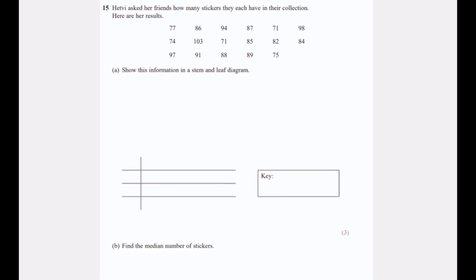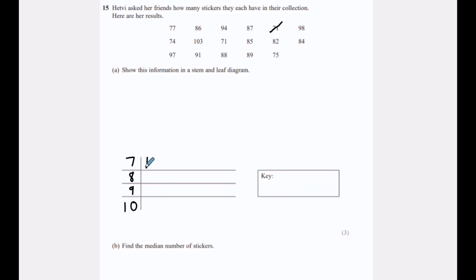Hetvi asked her friends how many stickers they have in their collection. Here are her results. Draw a stem and leaf diagram for this information. So stem and leaf diagram, we're splitting off the stems, which are going to be tens. How many tens we've got in the stems, and the leaves are going to be the ones. So we have 7, 8, 9, and 10 in the tens. And then we just list all the numbers. So we've got no zeros in the ones. Let's start with the ones.